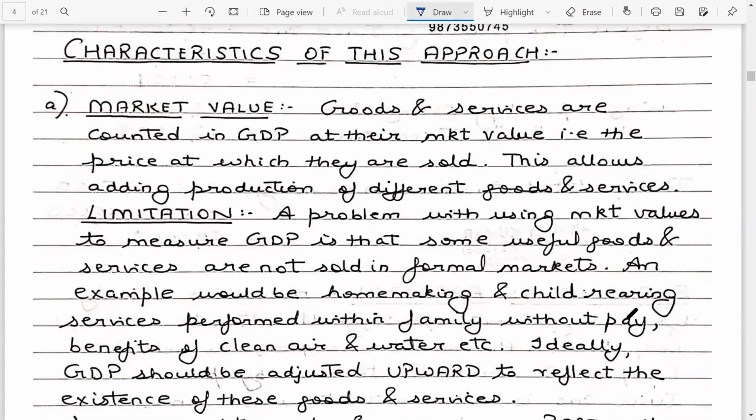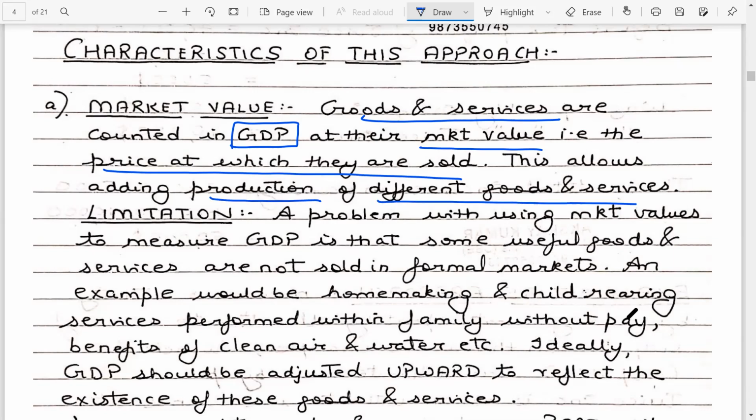When you are evaluating GDP, goods and services are counted in GDP at their market value. That is the price at which they are sold. This allows you to add the production of different goods and services, because different goods and services can be measured in terms of their market prices. Now, what is the limitation with market value?